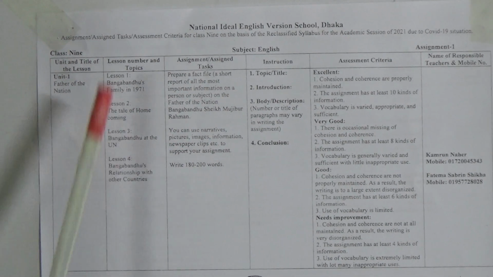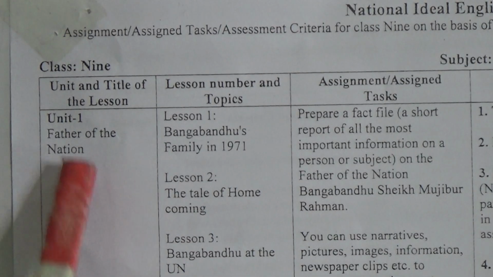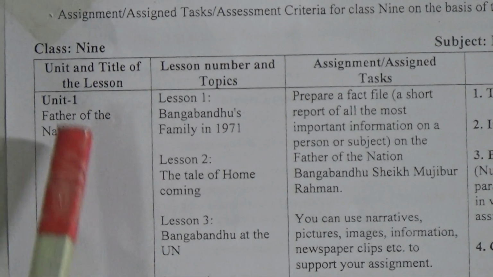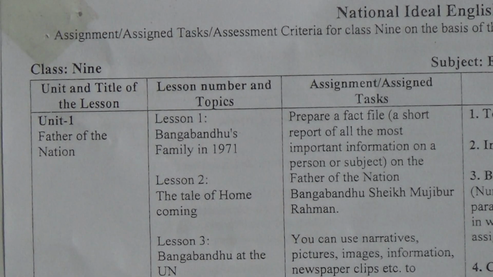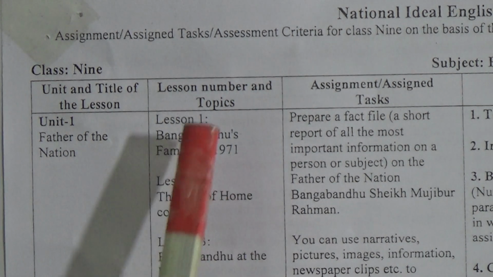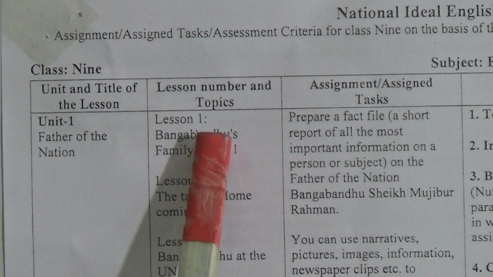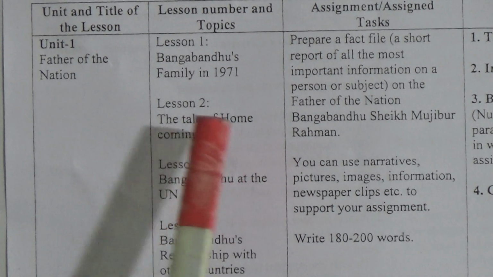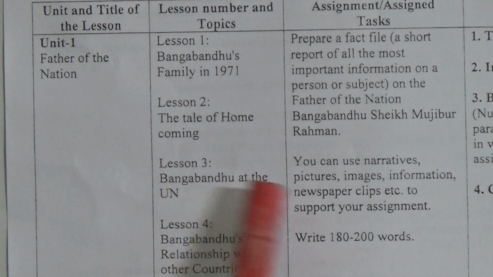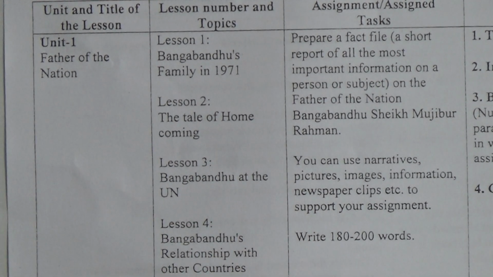Students, look. Our first English assignment is based on the father of the nation, and you will find it in the textbook, Unit 1. The title is Father of the Nation, and you have to answer about this from lesson 1, lesson 2, lesson 3 and lesson 4. Lesson 1 is Bangabandhu's family in 1971. Lesson 2, the tale of homecoming. Lesson 3, Bangabandhu at the United Nations. Lesson 4, Bangabandhu's relationship with other countries.